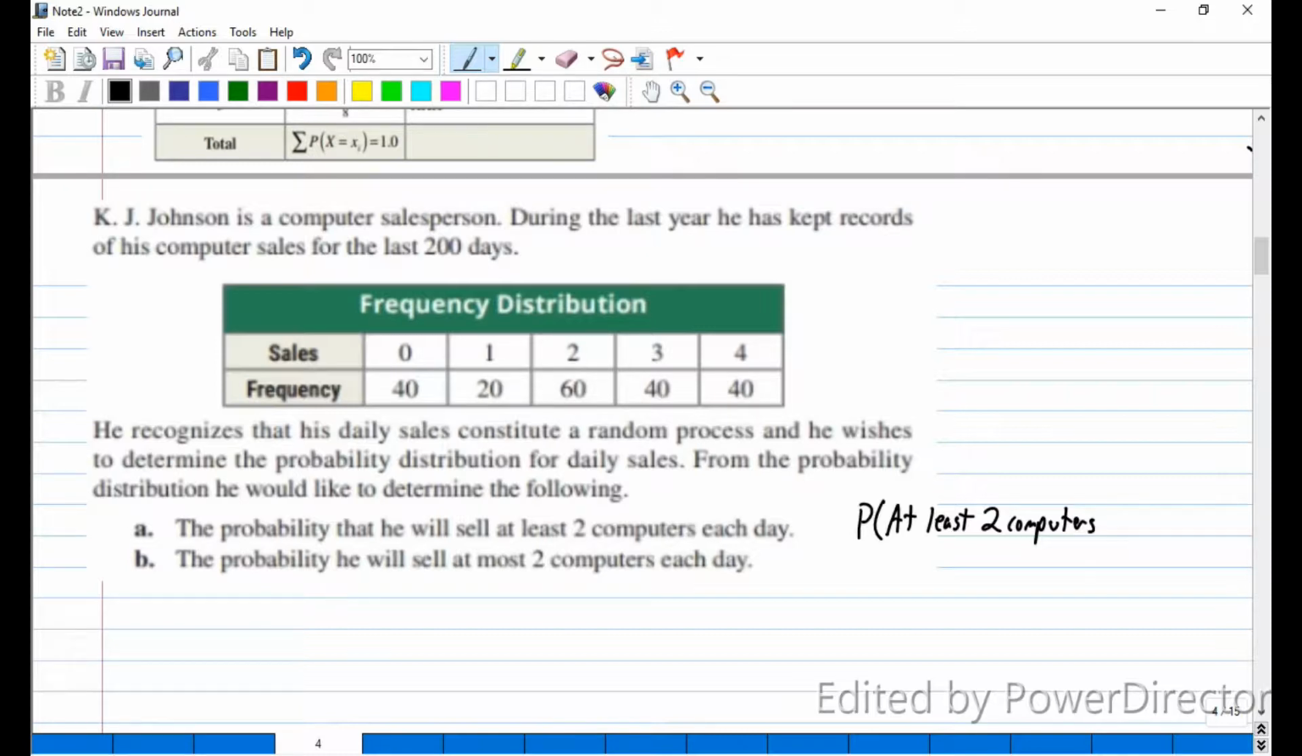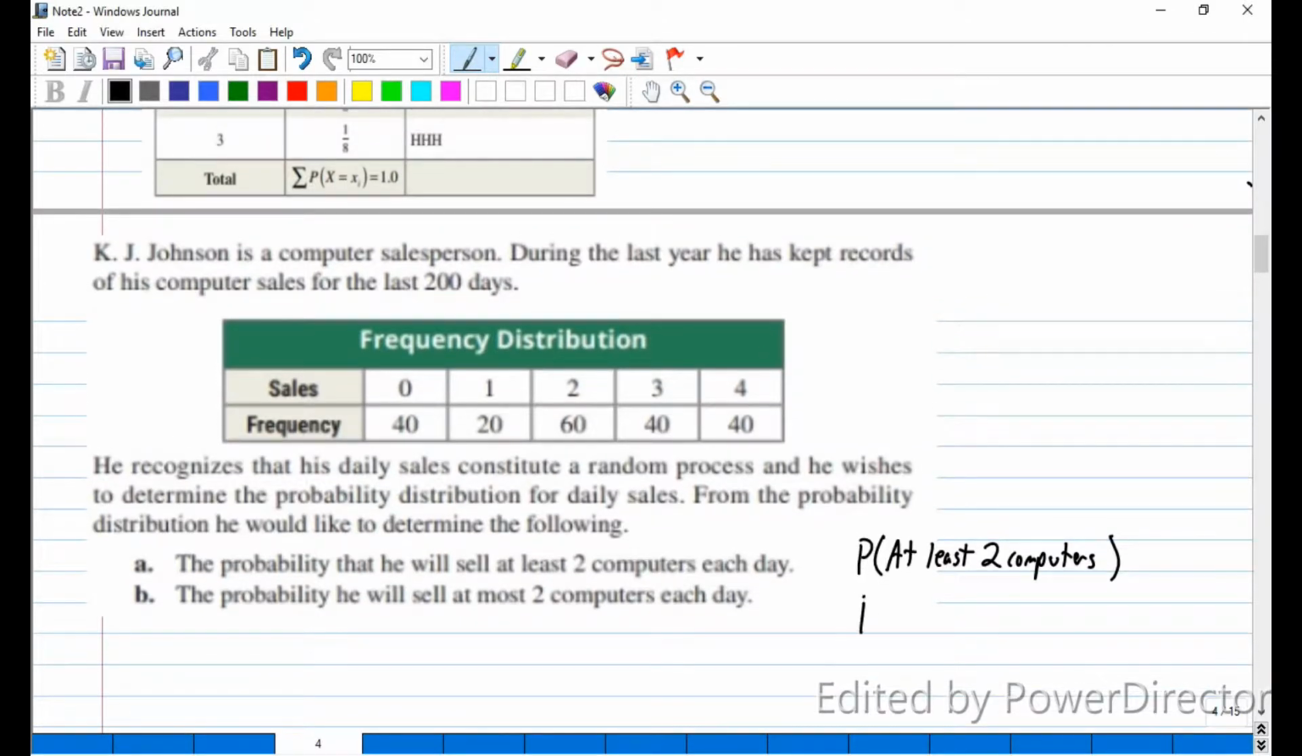Another way to write that, if you let the number of computers that he sold in a day be X, then how could I rewrite that? I could say the probability that X is at least 2, so X is greater than or equal to 2. How do I find the probability of X greater than or equal to 2?